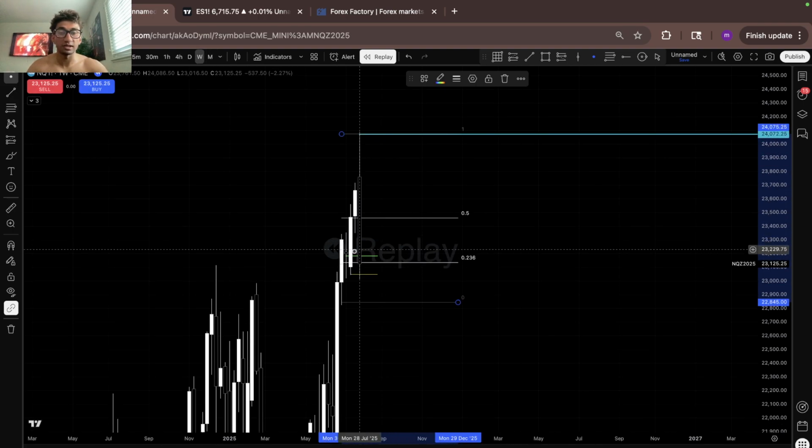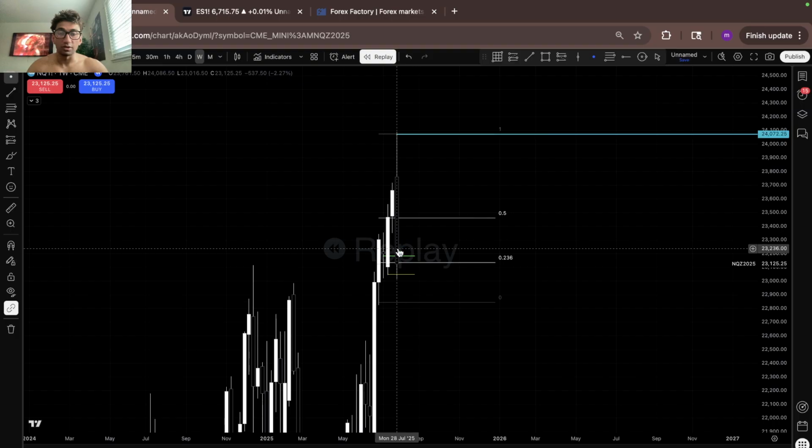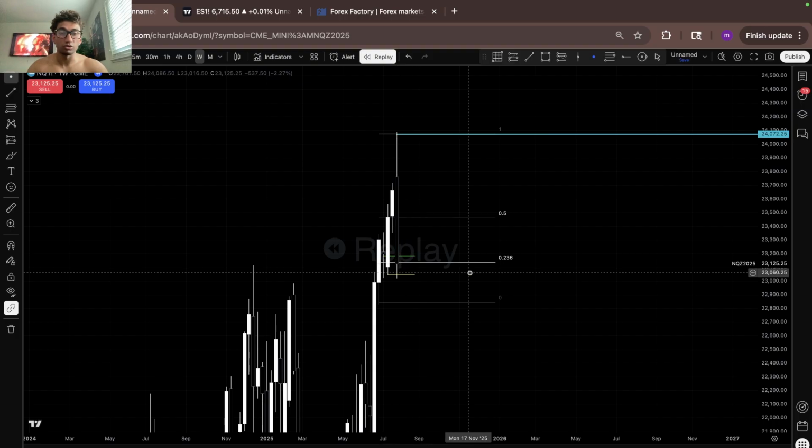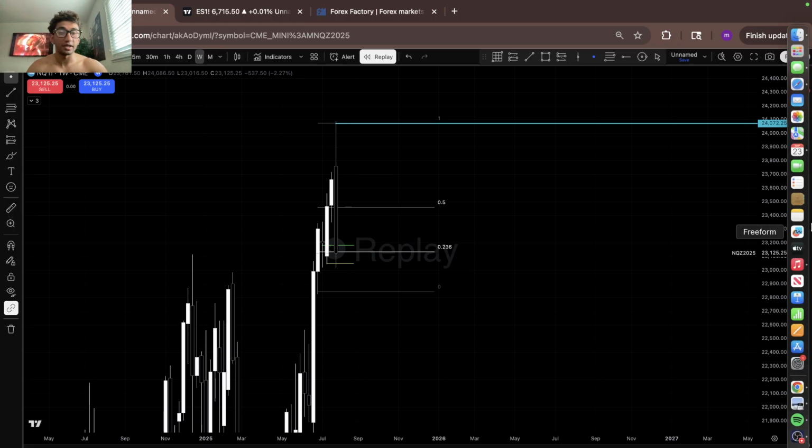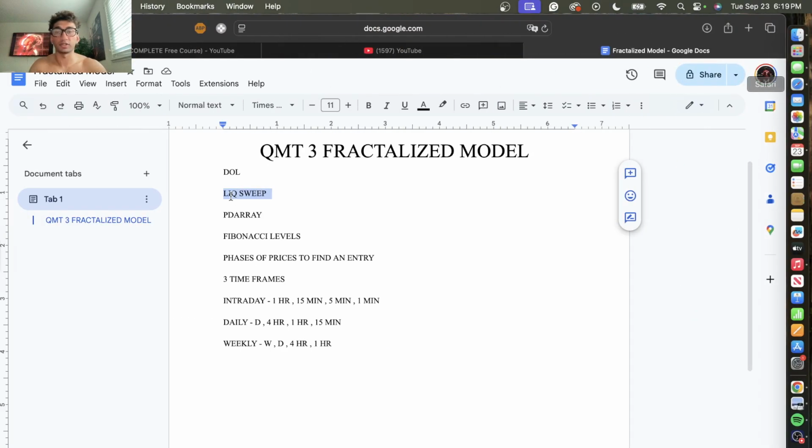So yeah, we fulfilled our model, and as you can see, there's a reason that this week did not close through 0.236, but already you can see that the model has put itself in. We had our liquidity sweep, a weekly liquidity sweep, we had a weekly PD array, we had a weekly Fibonacci level that we pull into.